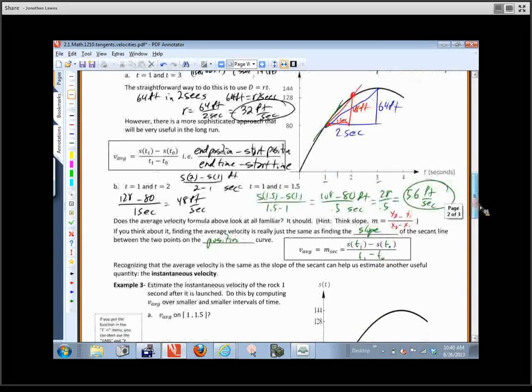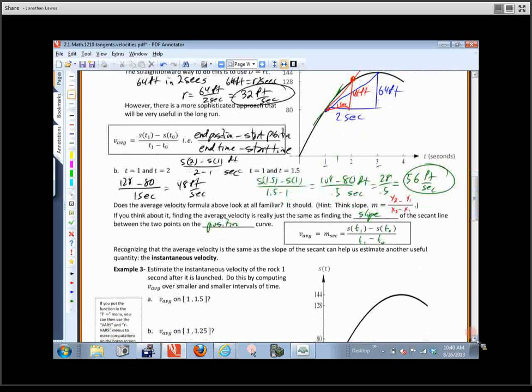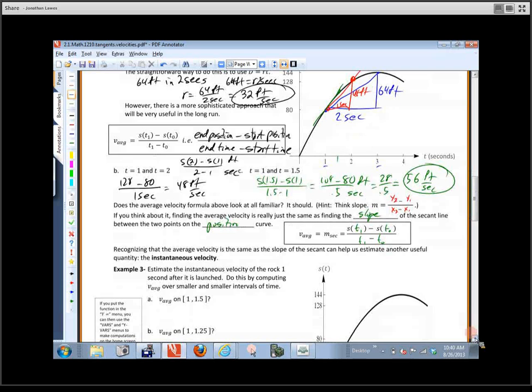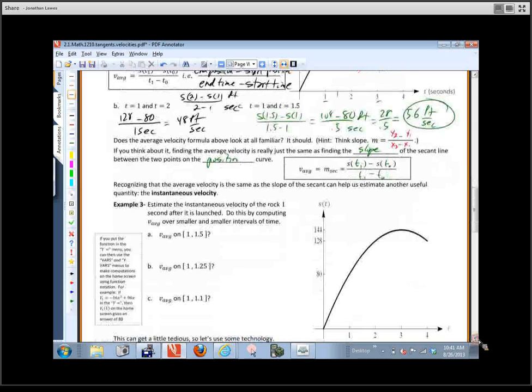So if you think about what's going on here, and we've kind of approached this problem backwards from what they did historically, if we move these 2 points closer and closer and closer together, aren't we going to get really close to how fast the rock was going right at 1 second? If we slide these 2 points closer and closer together, if we reduce our time increment going from 1 to 2, 1 to 1.5, 1 to 1.1, and stuff like that, we're going to get really close to how fast it was going right at 1 second. So it wouldn't be the average velocity anymore. It would be something that we call the instantaneous velocity.